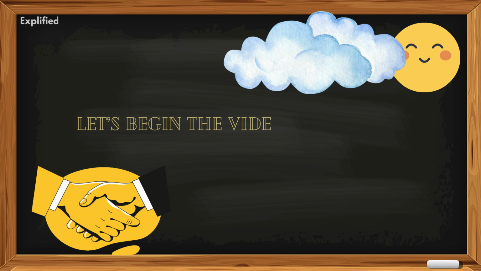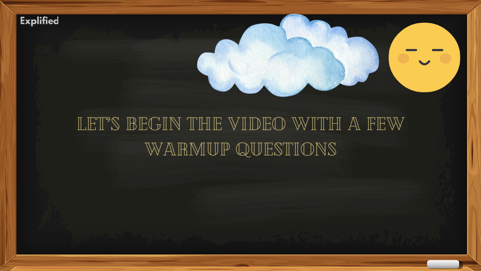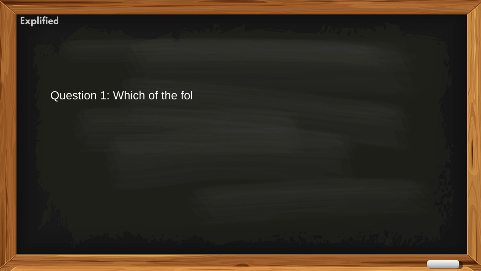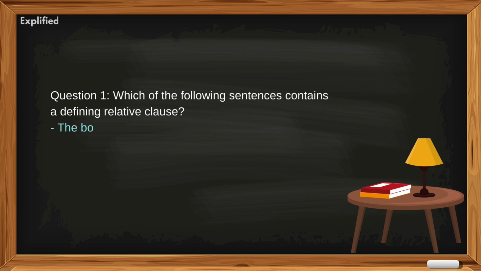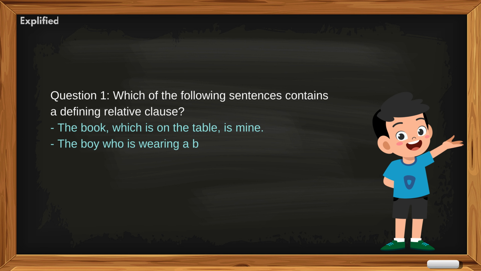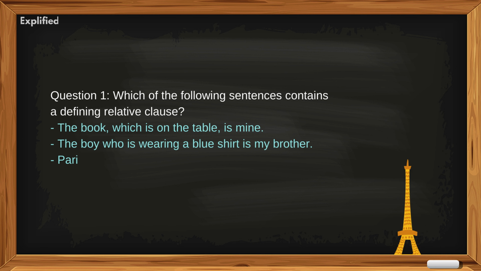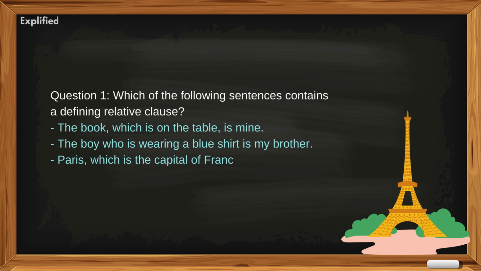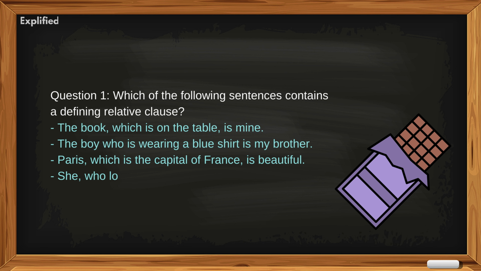Let's begin the video with a few warm-up questions. Question 1. Which of the following sentences contains a defining relative clause? The book, which is on the table, is mine. The boy who is wearing a blue shirt is my brother. Paris, which is the capital of France, is beautiful. She, who loves chocolate, is my friend.